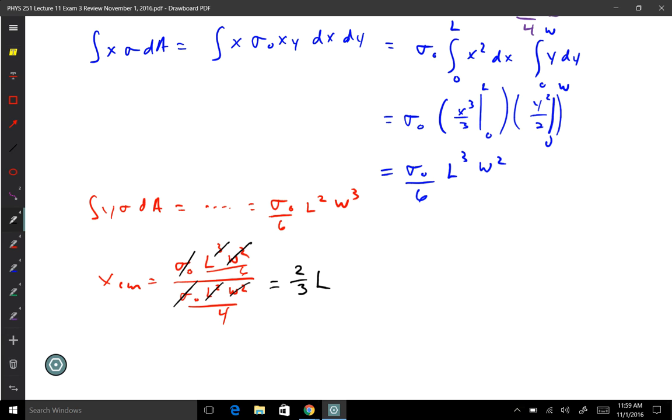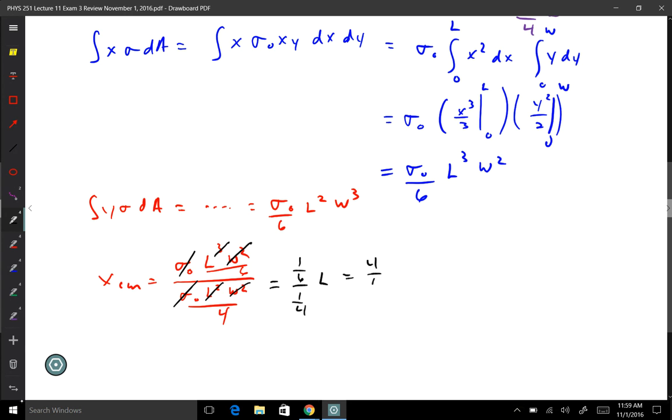Sorry, I probably should have written that out. There. 1 over 6 over 1 over 4 L, which is equal to 4 over 6 L, which is equal to 2/3 L. So that's my x center of mass. And because of the symmetry that was noted by Jonathan, what's my y center of mass going to be here? It's going to be 2/3 W, right?